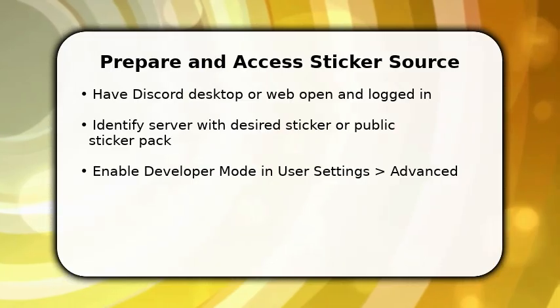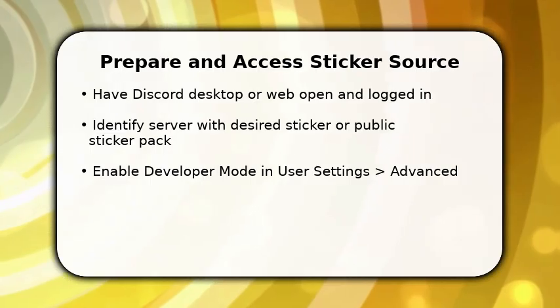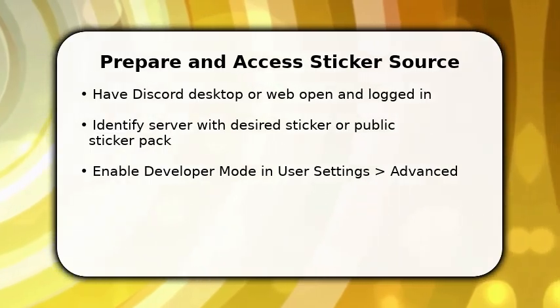Open Discord on desktop or web and sign in. You need developer mode active so you can copy ID. Go to User Settings, Advanced, and toggle Developer Mode.